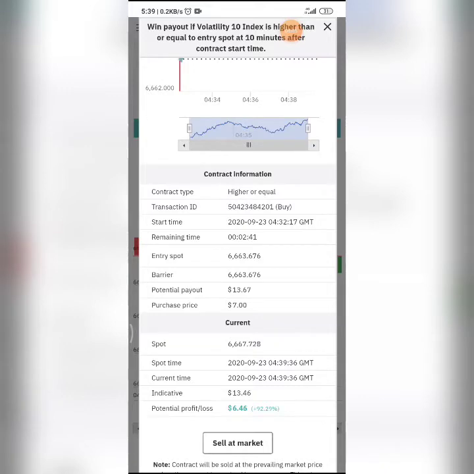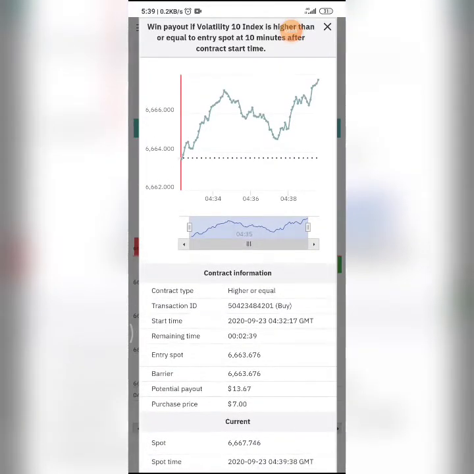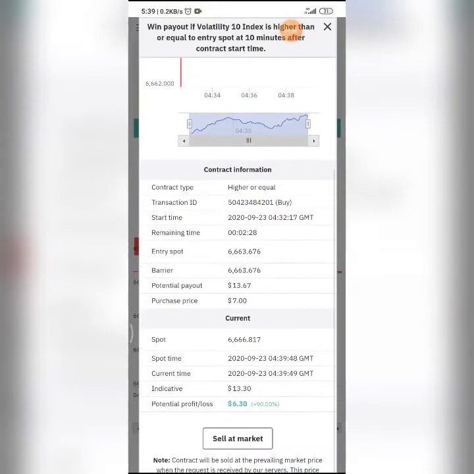Yeah, 6.45, that's good, and it's still going up. I think for the next 2 minutes, there's no way it's just gonna spike downwards, because this is not boom and crash. This is volatility 10 index, guys, and I'm just looking at this right now at 90, 89, 86.